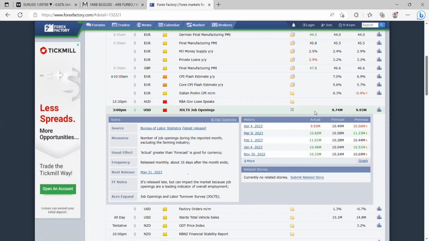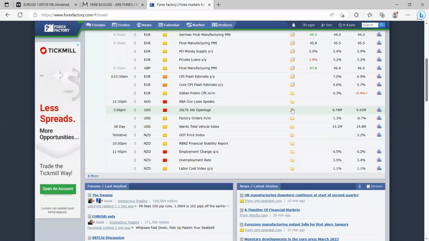But if what we finally get is higher than what we got the last time, which is 9.93, then USD will be strong. GBPUSD, EURUSD will sell because USD is the secondary pair on that. USDJPY, USDCHF, those ones we buy if USD is strong. So that is just a quick explanation of how you trade news.